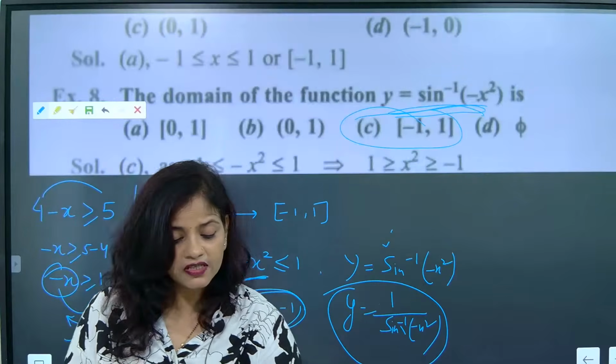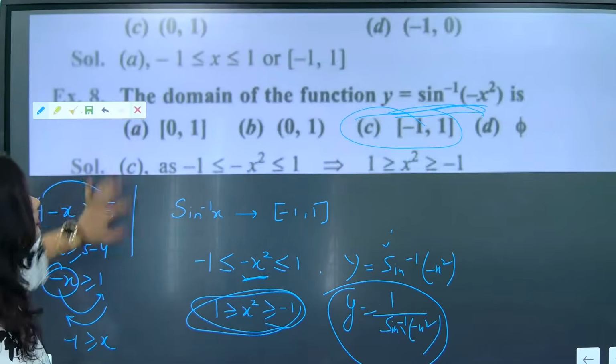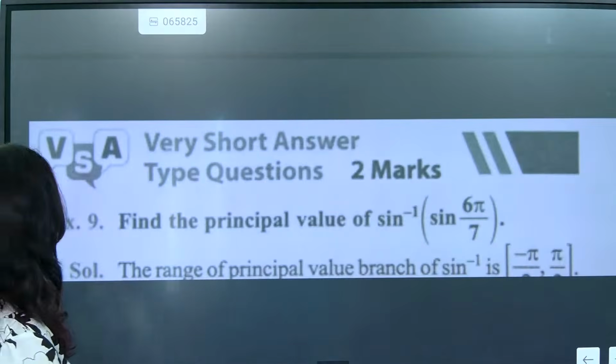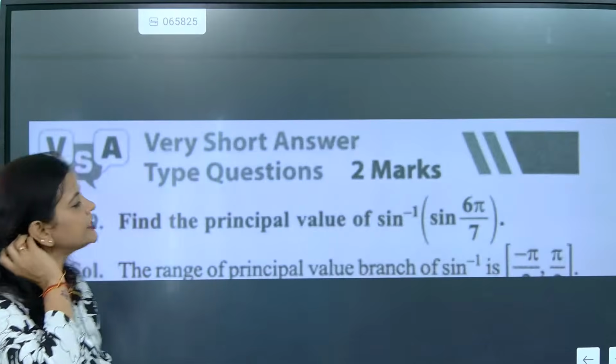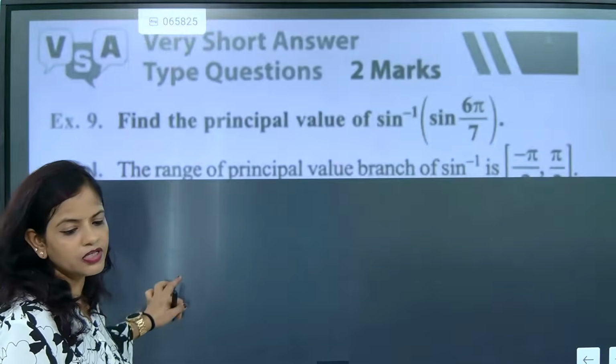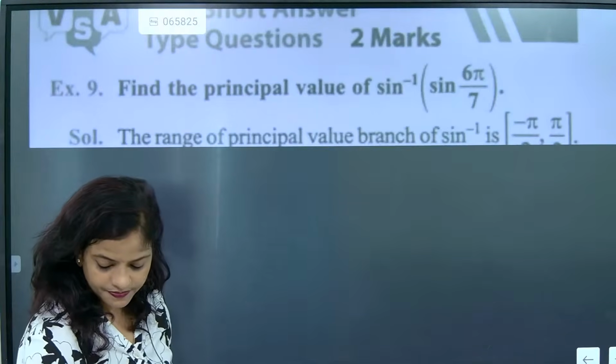Okay, this is a very important part, but as I just discussed this one. Now look here, I am just going to explain this: find the principal value of sin inverse of sin 6π/7. This is a very important question. For the two-month course, we must solve such questions.